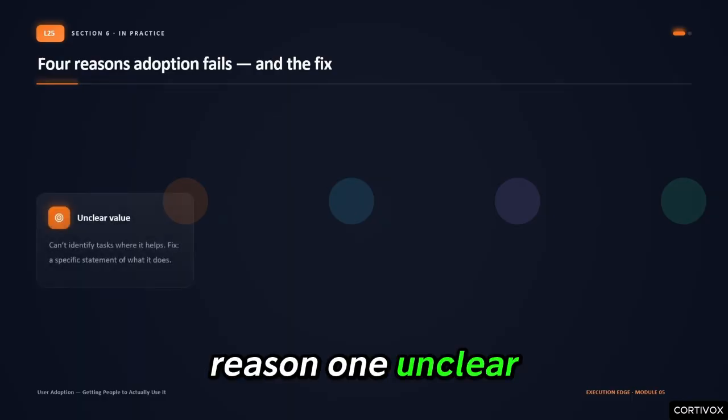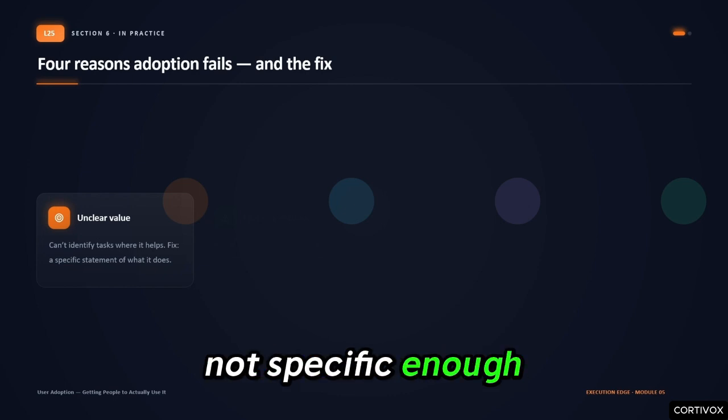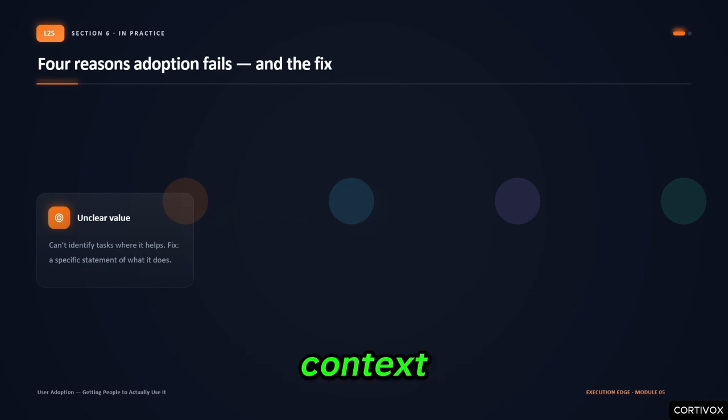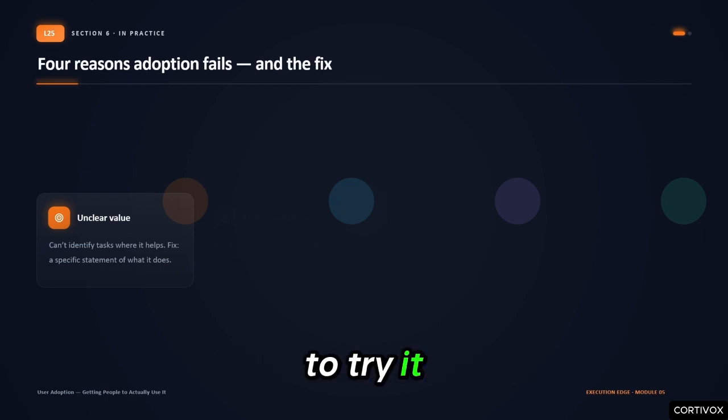Reason 1: unclear value proposition. Users do not understand specifically what the system does well enough to identify tasks where it would help them. "This system helps with research" is not specific enough. "Submit a topic, context, and audience, and receive a structured 2-page brief in under 2 minutes." Give someone enough to decide whether to try it.